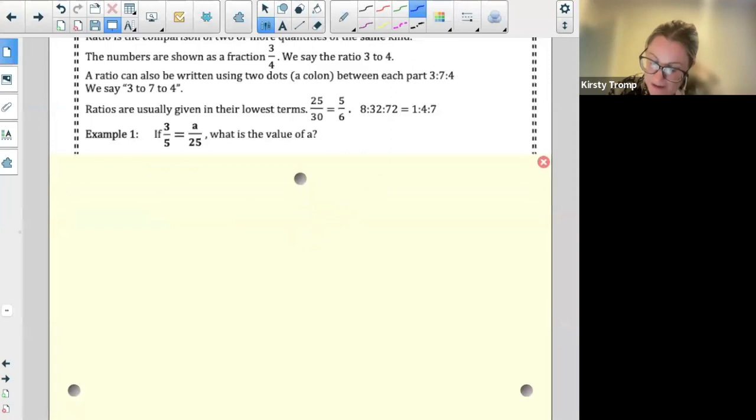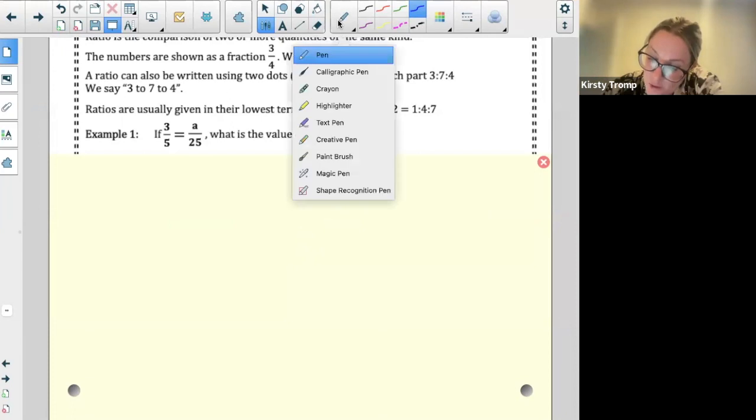So, if 3 over 5 is equal to a over 25, then how do we calculate what the value of a is? Guys, we've done this. We did this when we did fractions. We did this last year when we did fractions. You did this in grade 6 when you did fractions. Now, they're just giving it a different name, okay? Now they're just calling it this.